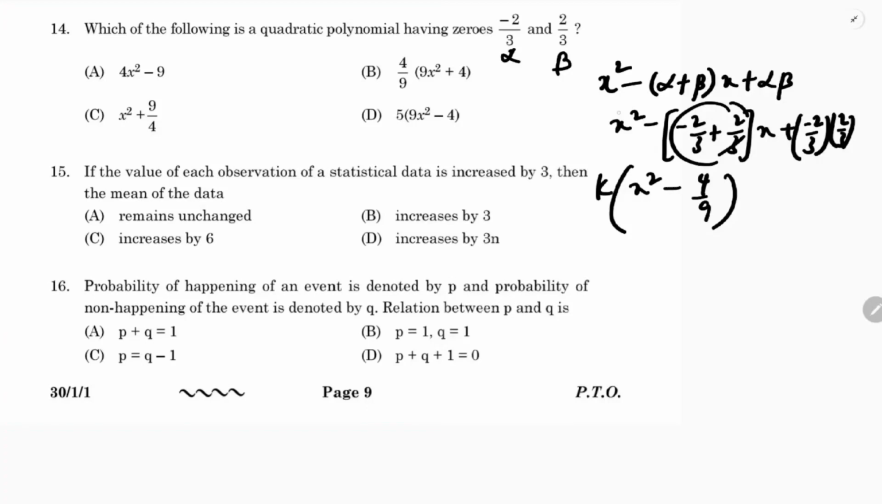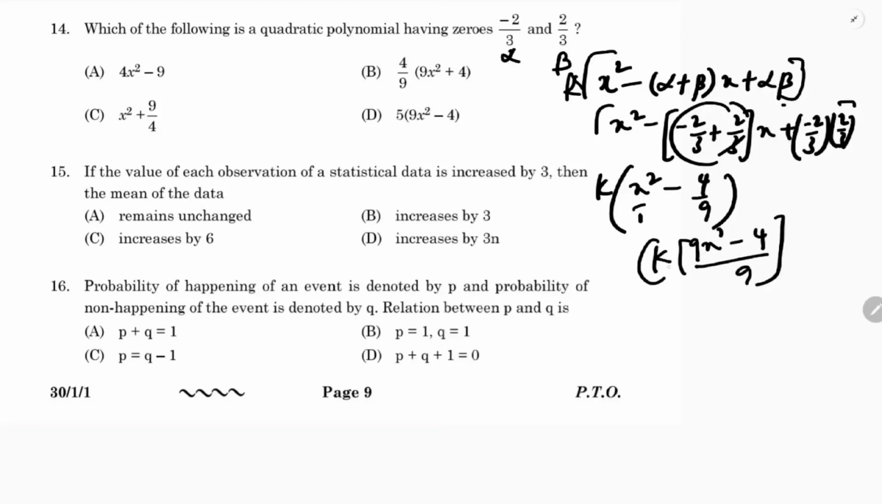So if we take k over here, and take LCM, 9x square minus 4 by 9. So here k is equal to 9. So the answer is 9x square minus 4. Now the question is very twisted here. The correct option is D.